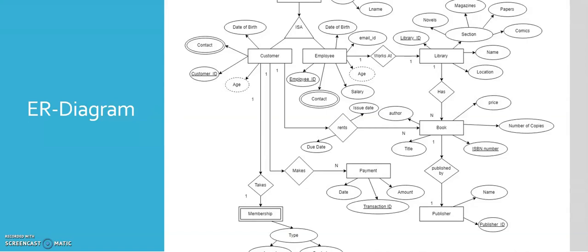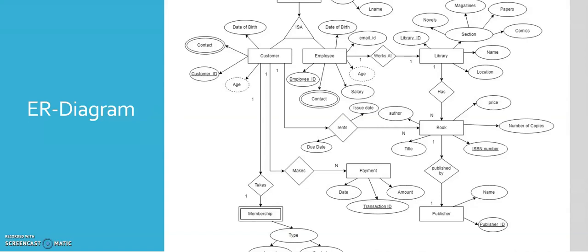The next type of attribute is the multi-value attribute. A multi-value attribute comprises two or more values. In our example, contact is considered to be a multi-value attribute because a customer can have more than one contact. The last type of attribute is called the composite attribute.